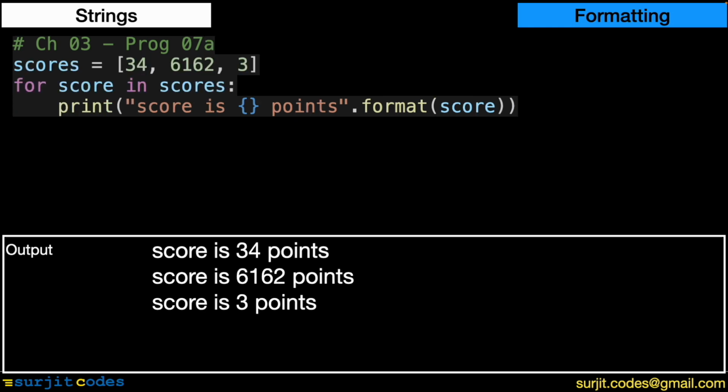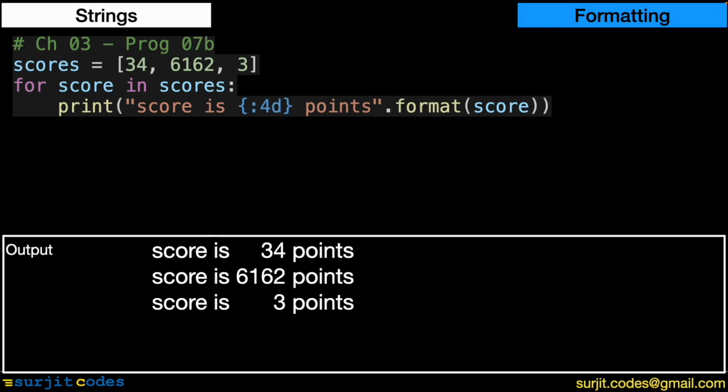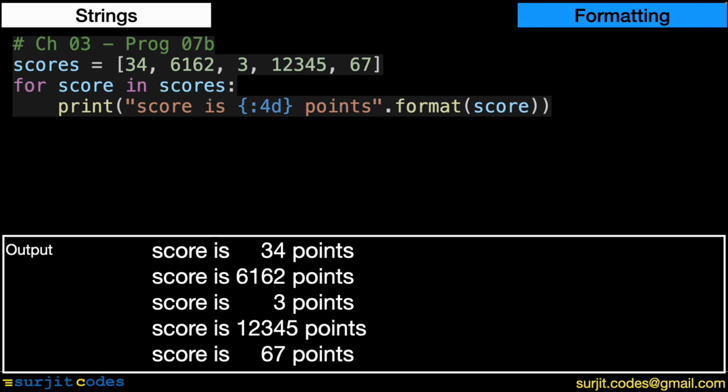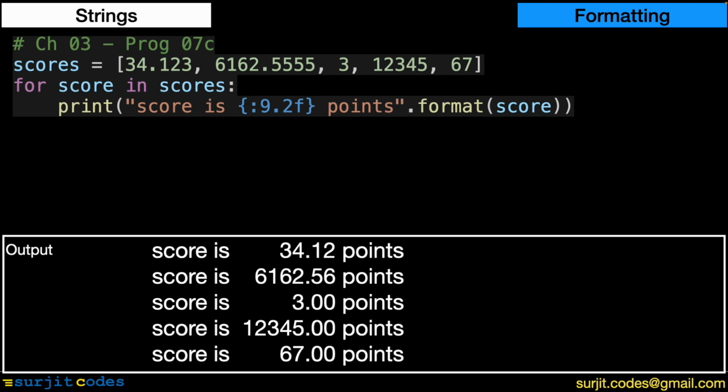Now consider another program. As the scores are of different digits, the tabulation is poor. So we give :4D in the format. Output is properly tabulated as each number now takes space for 4 digits. However, if a number has more than 4 digits, it will still take more space. F format is used for floating point numbers. 9.2F means that the output has 9 spaces in all and the number is rounded to 2 decimal digits.